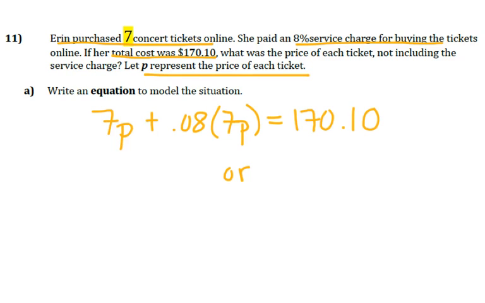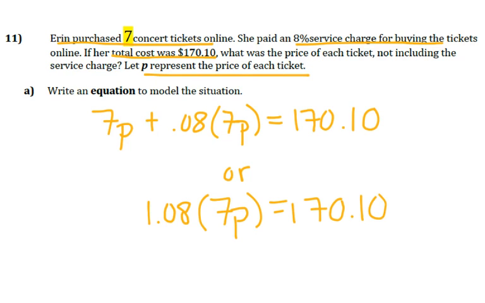So we could also write this equation differently. We could write it as, well, what's the total amount that she's paying? She's paying 100% of the cost plus an extra 8%. So we could write it as 1 8/100ths times 7P equals 170.10, or $170.10.